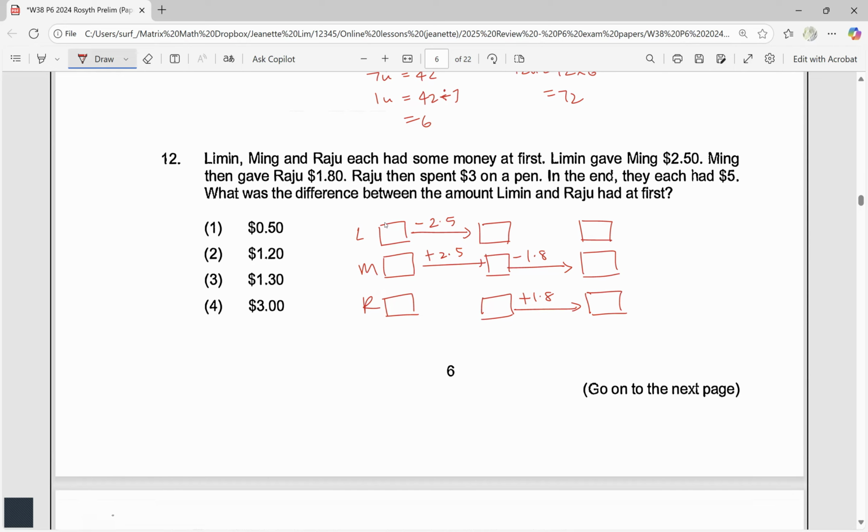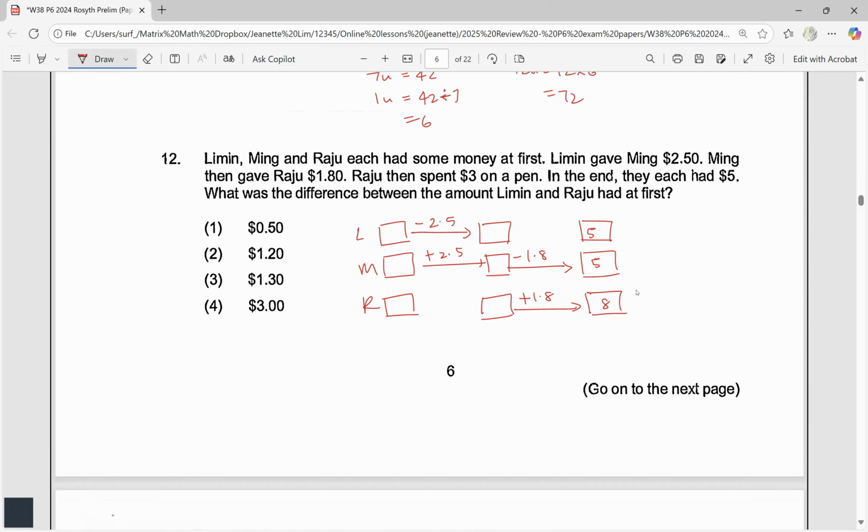Okay, then what they have in the end is $5 each, right? So I will write here 5, write here 5, but for Raju it's an 8, because he spent $3 on a pen after this in order to get the $5. So right before he spent the $3, he would have $8. Okay, so we're supposed to find the difference between Lee, Ming and Raju. So we're going to work backwards.